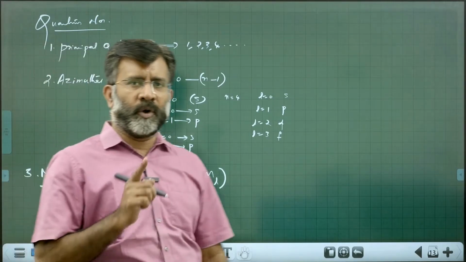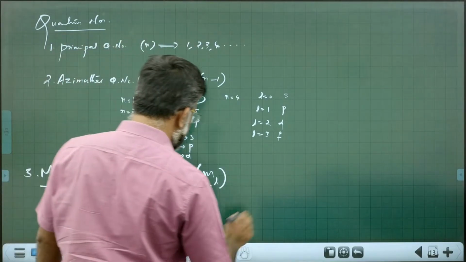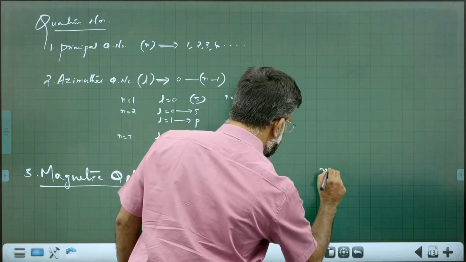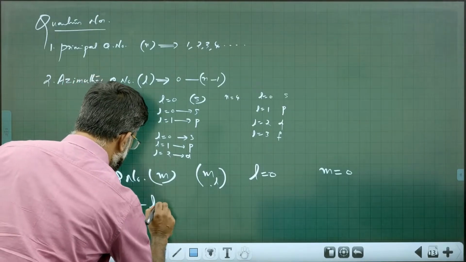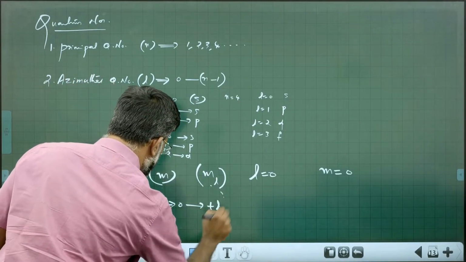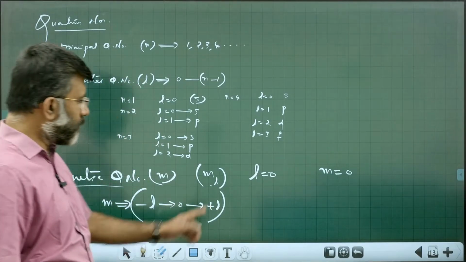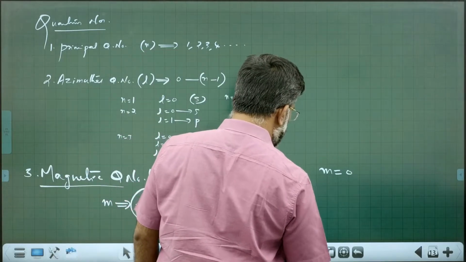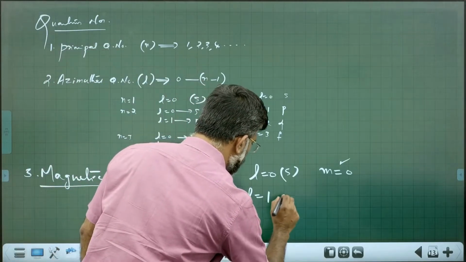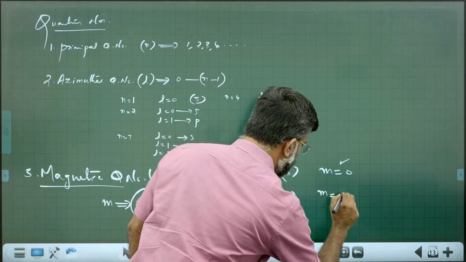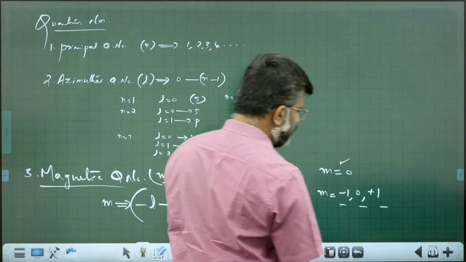This is talking about the orientation of the orbitals. Suppose L equal to 0, m equal to 0. The ml value comes out to be minus L to 0 to plus L. This is the nature of the m value. Suppose L is equal to 0, that is S subshell; you have only one m value, 0. Suppose you are talking about L equal to 1, P subshell; you have m equal to minus 1, 0, plus 1. There are three values.